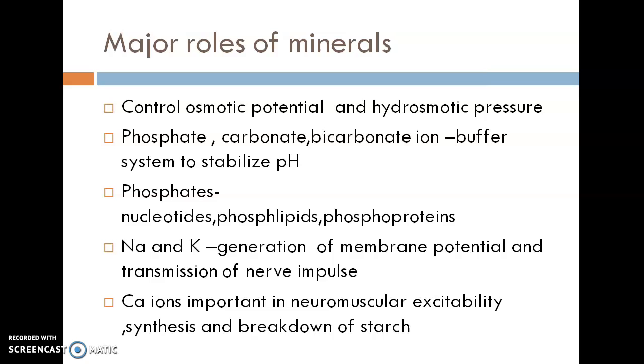They help in controlling the osmotic potential and hydroosmotic pressure. The phosphate, carbonate, bicarbonate ions serve as buffer systems to stabilize the pH. The phosphate ions serve as essential constituents of nucleotides, nucleotide phosphates, phospholipids, phosphoproteins, etc. Sodium and potassium ions play an important role in the generation of membrane potential and transmission of nerve impulses. Calcium ions are important in neuromuscular excitability, synthesis and breakdown of starch, and the association of some protein with DNA and eukaryotic chromosome. Metallic cations such as iron, magnesium, manganese serve as cofactors and activate enzymes to control metabolism.